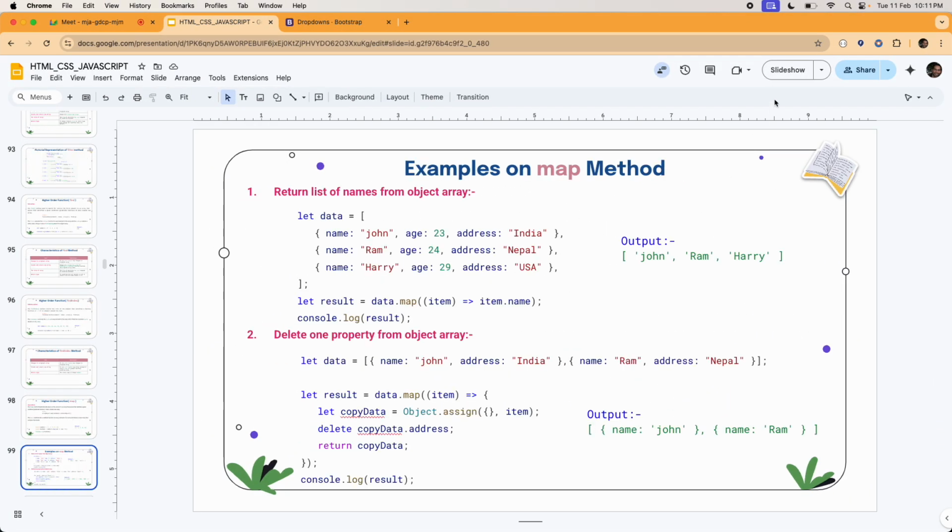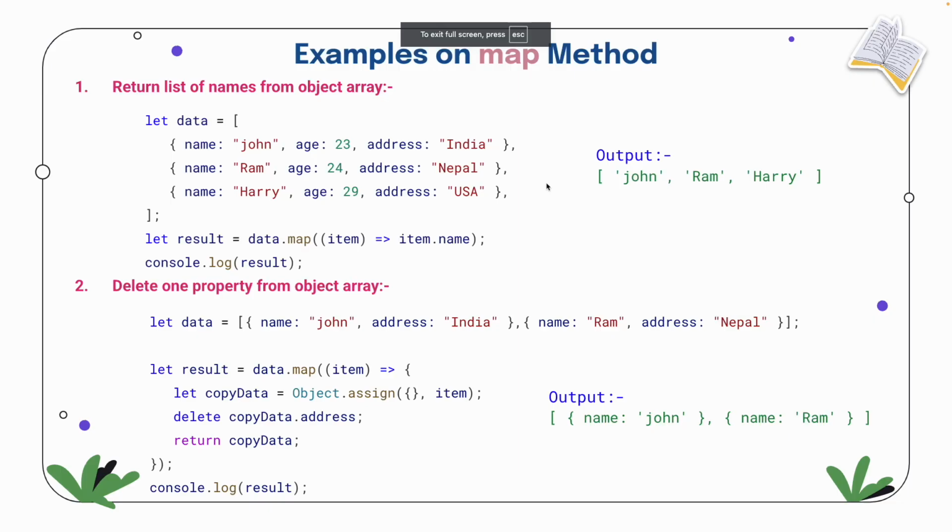Okay, so see here, let's see what you have done here. We have name, age, address. So I want to just get the name, so I'm just writing item.name. Here, delete one property from the object array. If you want to delete one property from the object array, then what are we doing?